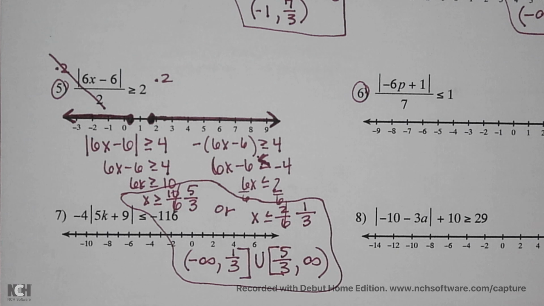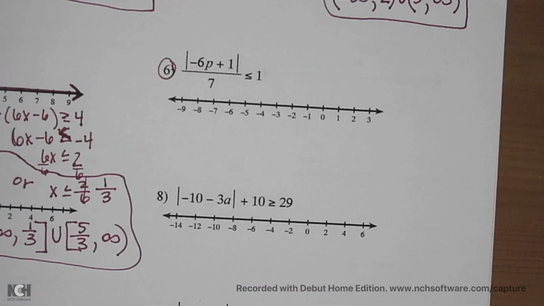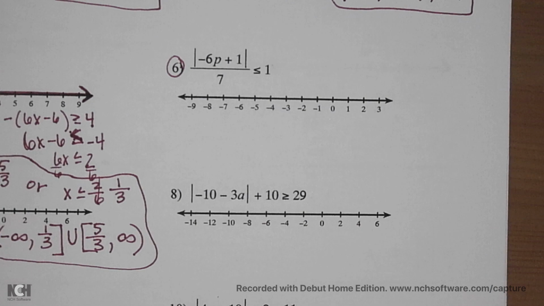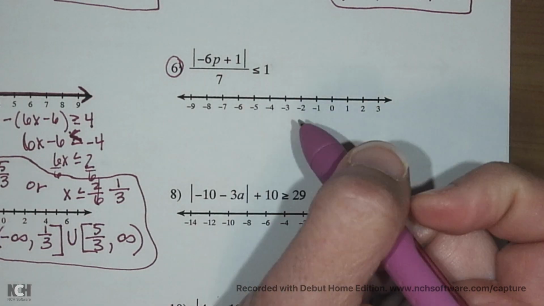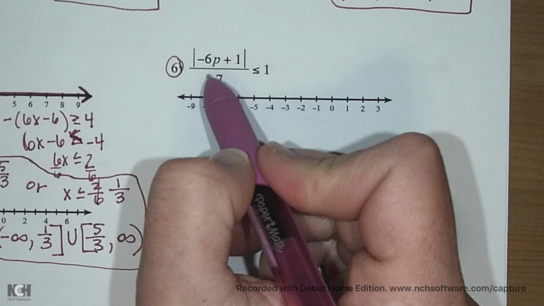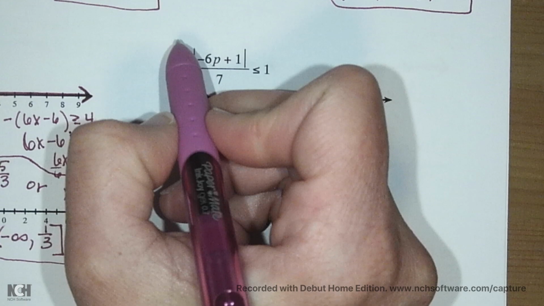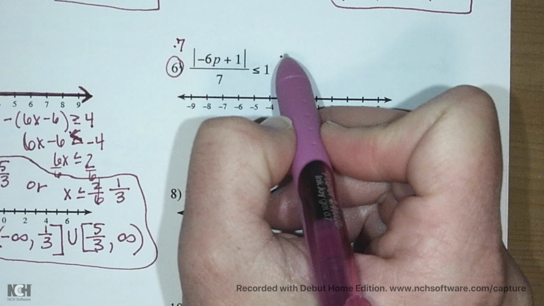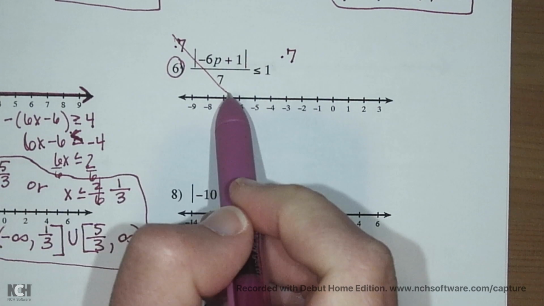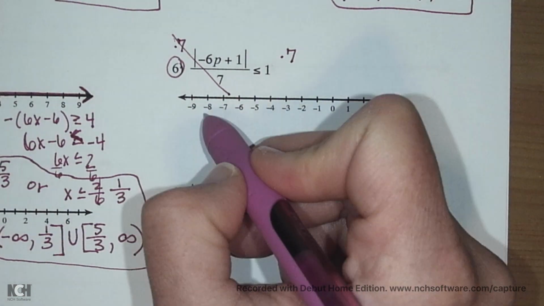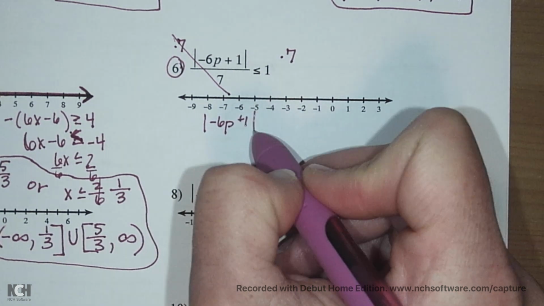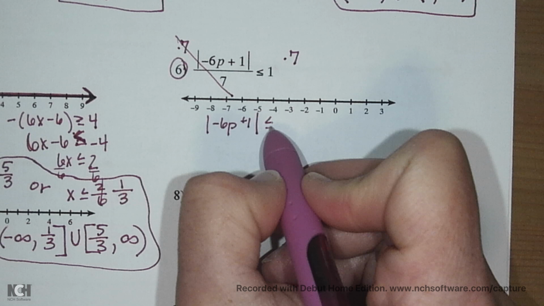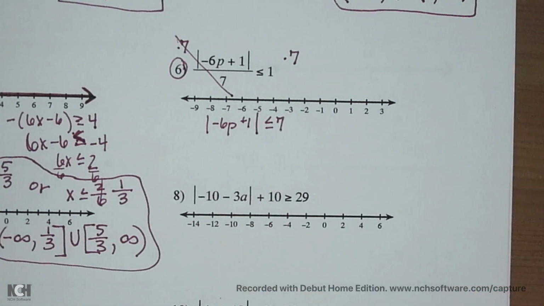And let's do number 6. Again, if you feel ready, go ahead and do your assignment. If you want to keep watching, that's awesome. Keep watching. We got to get rid of the 7 in the denominator, so let's multiply through by 7. That cancels out, and you're left with absolute value of negative 6p plus 1 less than or equal to 1 times 7 is 7.